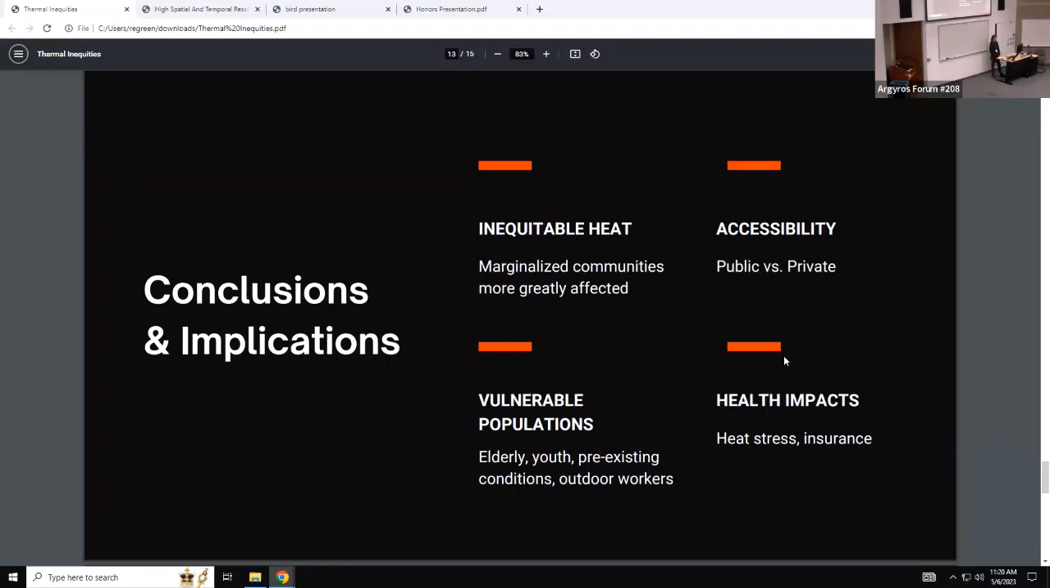In terms of vulnerable populations, heat stress is definitely something that can affect human health in a variety of ways, but its impacts are compounded if you're elderly, if you're young, if you have pre-existing conditions, if you work outside. All of those factors can compound to make those health impacts more severe.